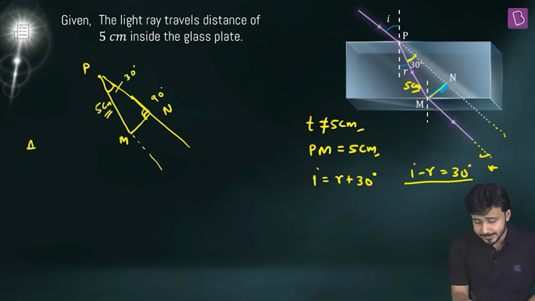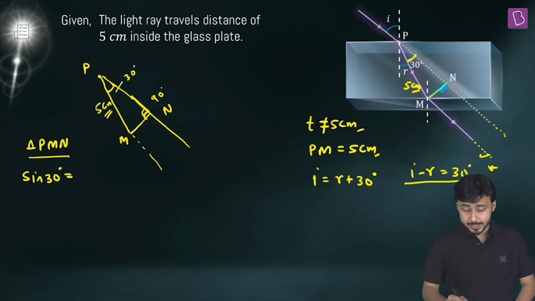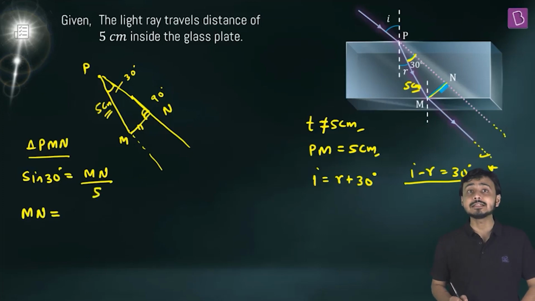In the triangle PMN, please look into it. PMN, what is the value of sine 30? Sine 30 is perpendicular, the front side, that's MN. So perpendicular is MN upon hypotenuse. What is hypotenuse? 5 centimeter, correct? So MN, which we have to get, is 5 sine 30. That's 5 by 2. That's 2.5 centimeter.